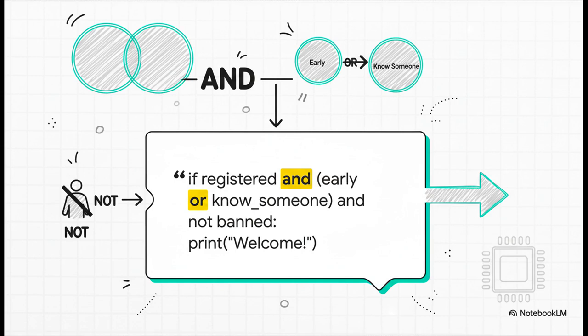Okay, so now let's put it all together and see how these simple things can build a really powerful rule. To get into this event, you must be registered. That's an and, a hard requirement. You also have to be either early or know someone. And finally, one last check, you must not be banned. See how those little operators all stack up to create one complex, really intelligent decision?